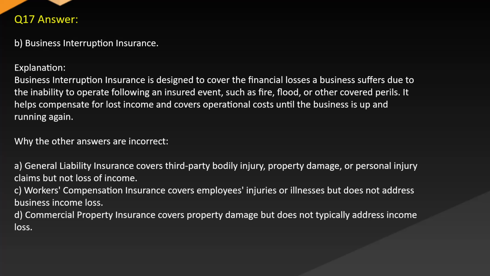Why the other answers are incorrect: A. General liability insurance covers third-party bodily injury, property damage, or personal injury claims, but not loss of income. C. Workers' compensation insurance covers employees' injuries or illnesses, but does not address business income loss. D. Commercial property insurance covers property damage, but does not typically address income loss.